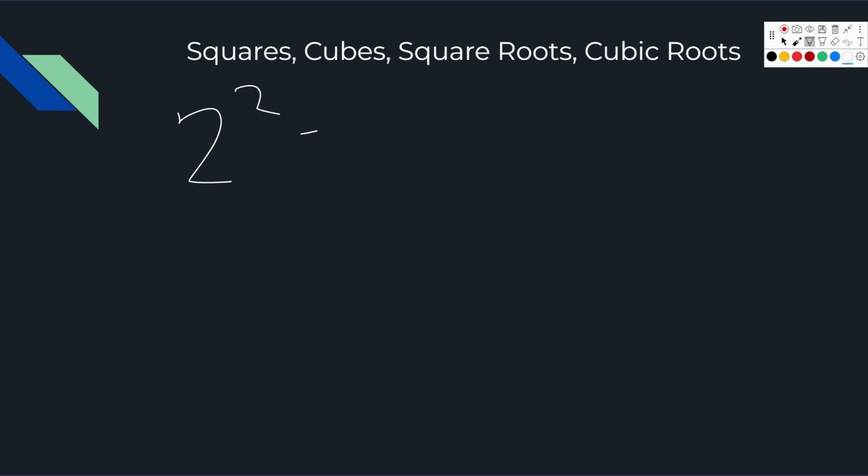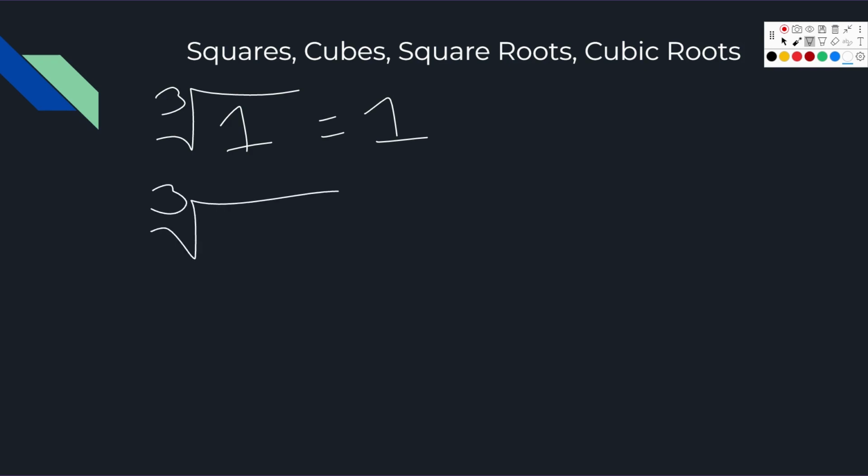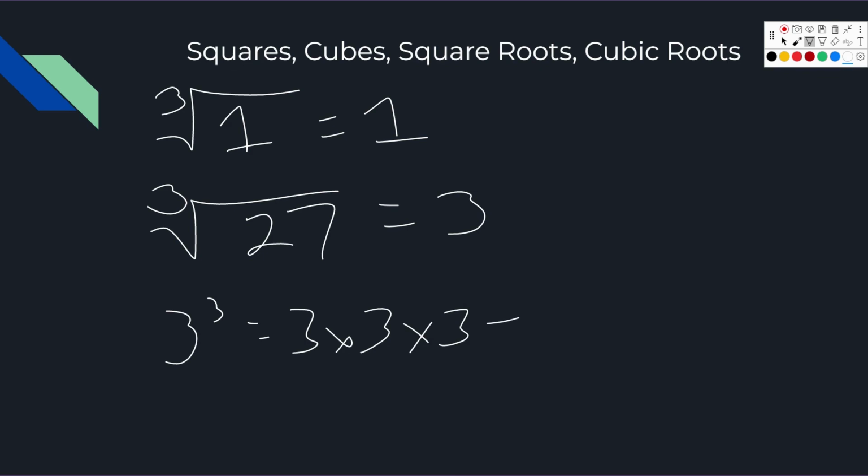Finally, the cubic roots. Cubic roots are even more difficult. However, there's only a few common ones that they would really ask. So for instance, the cube root of 1 is 1, since 1 cubed is 1 times 1 times 1, which equals 1. A cube root of a number like 27 is going to be 3, since 3 cubed equals 3 times 3 times 3, which equals 9 times 3, which is 27.